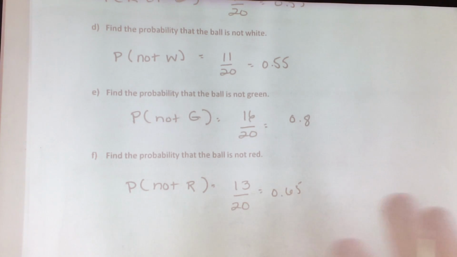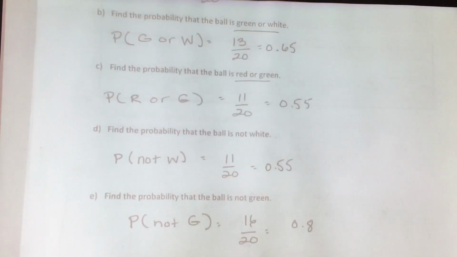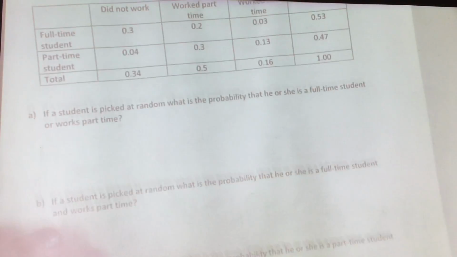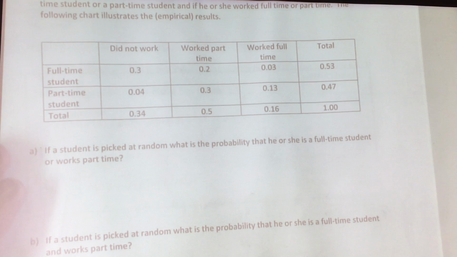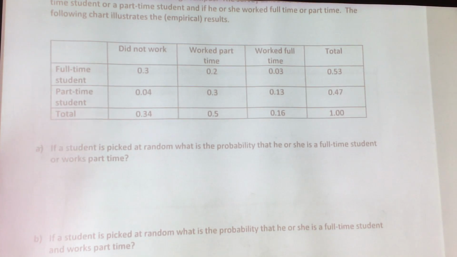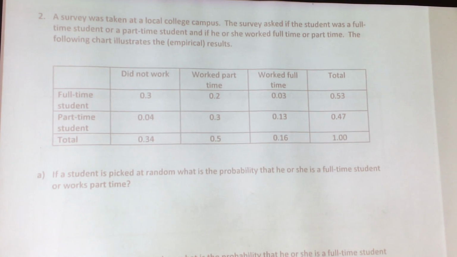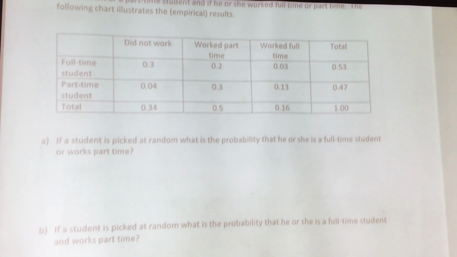So now going to problem number 2. Here you're given a table. So let's answer the questions after looking at the table. A survey was taken at a local college campus. The survey asked if the student was a full-time student or part-time student, and if he or she worked full-time or part-time. And the following chart illustrates the results.